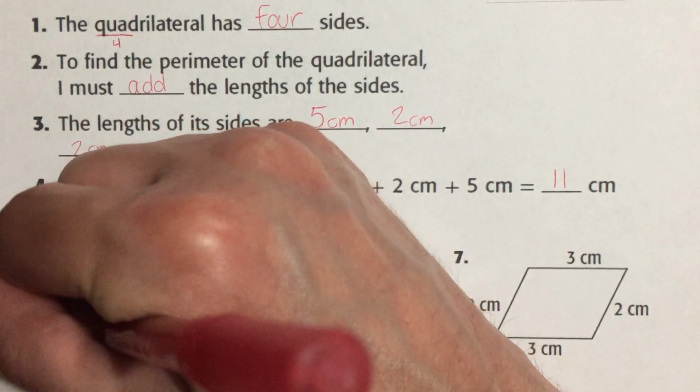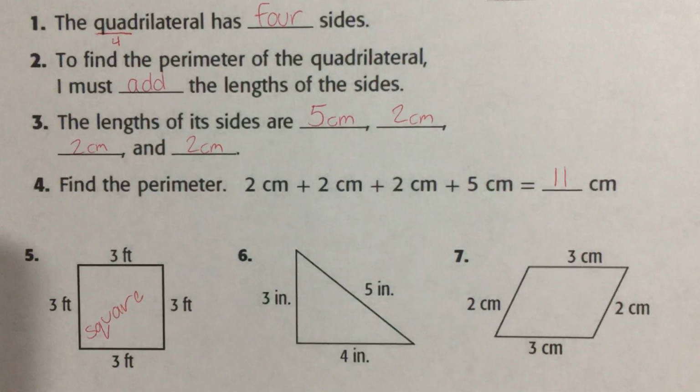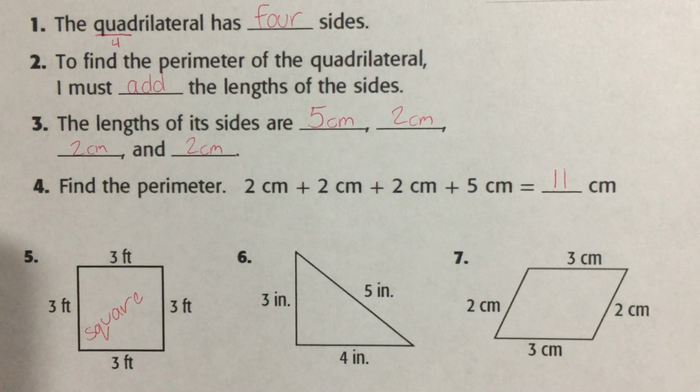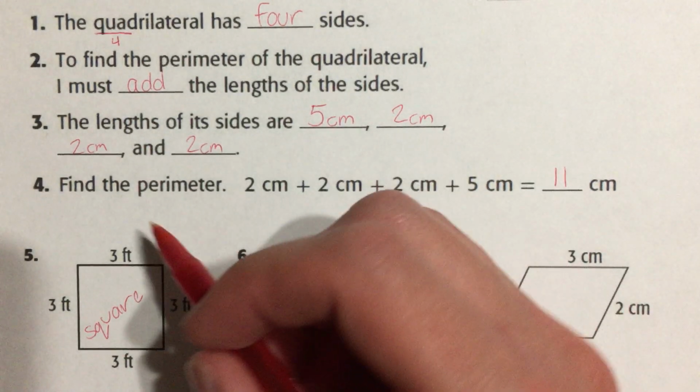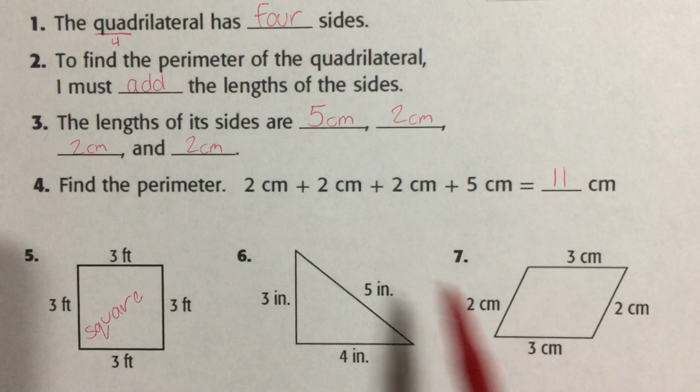In fact, I'm going to be fancy. I'm going to put square right on the inside of that shape because we know what that is. We want to remember what that is. But what we are looking for is the perimeter. Okay, with all of these, I want to find the perimeter.